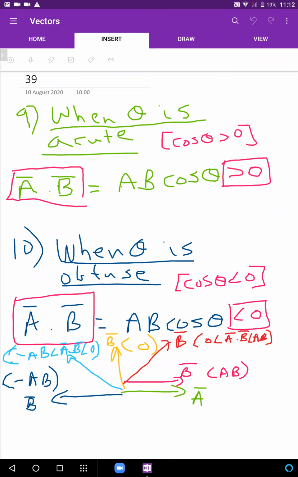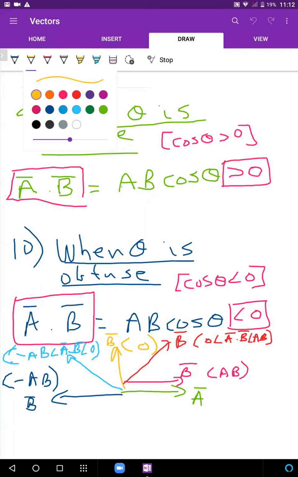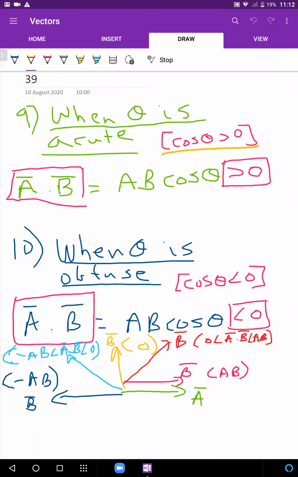All right, when theta is acute. Okay, again, now this is just for your information. When theta is acute, so that you can visualize when it is positive and when it is negative. Cos of an acute angle is positive. Right? Cos in the first quadrant is positive. So what will the dot product be? Remember, magnitudes are always positive. So this is positive on its own. On top of that cos theta is also positive. So positive into positive stays positive. So when theta is acute, our dot product is positive.